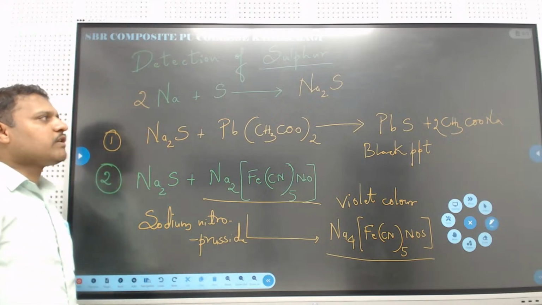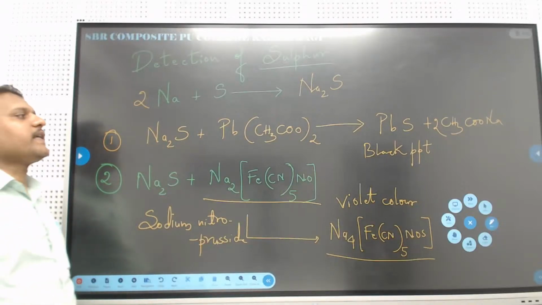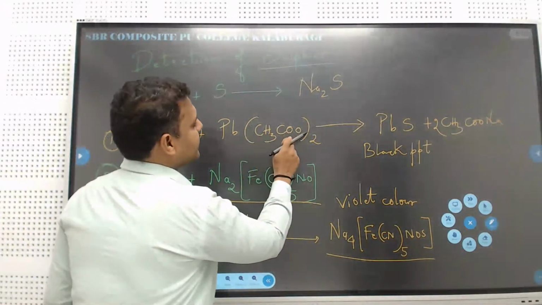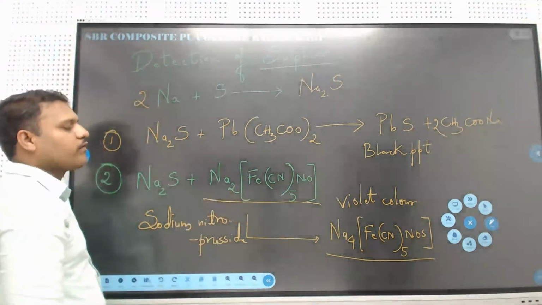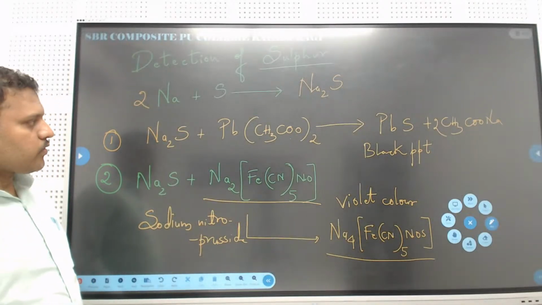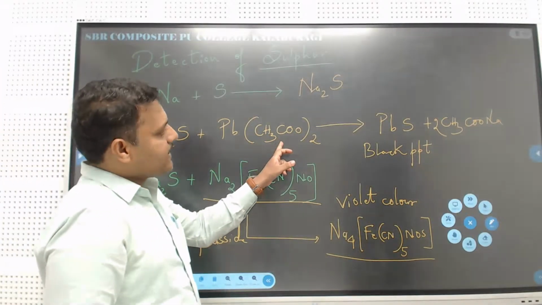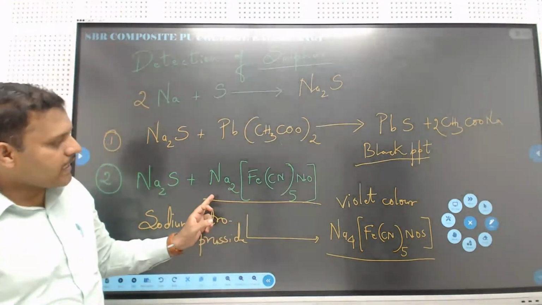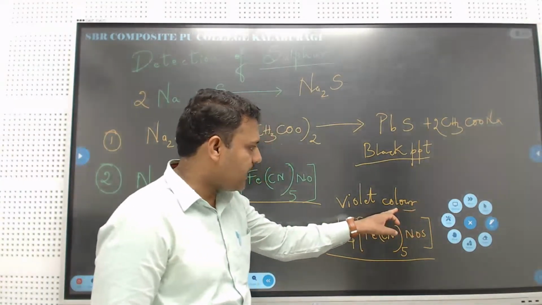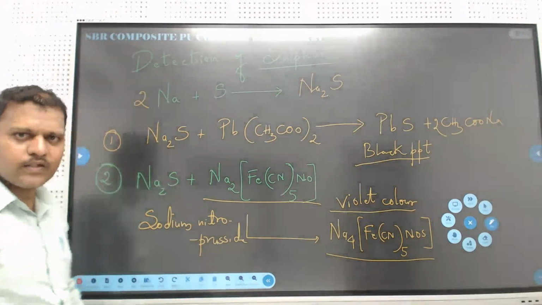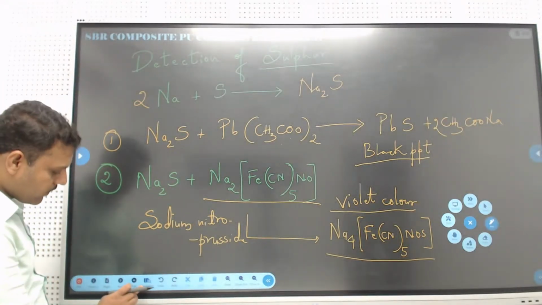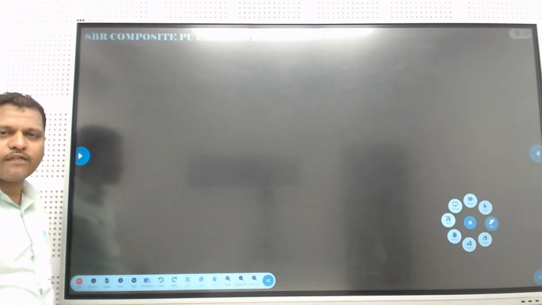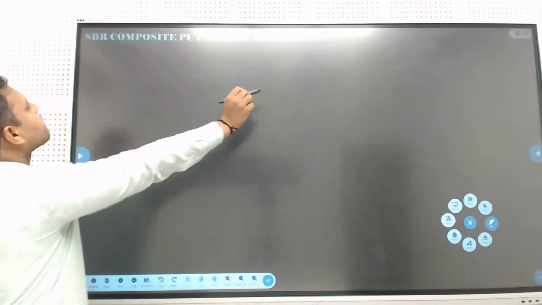So for the detection of sulfur, there are two reactions. One is by addition of lead acetate and the other one is by addition of sodium nitroprusside. So for addition of lead acetate, we will be getting a black precipitate, but whereas for sodium nitroprusside, we will be getting a violet color. Is it clear, students? Now we will be moving with the detection of halogens.